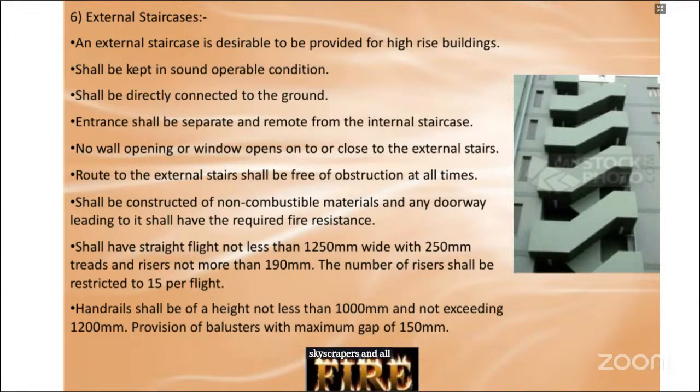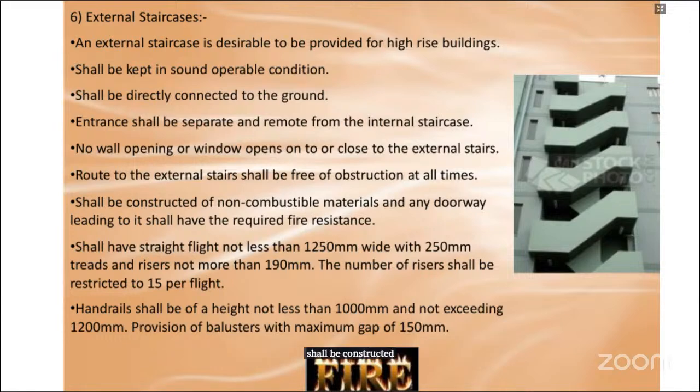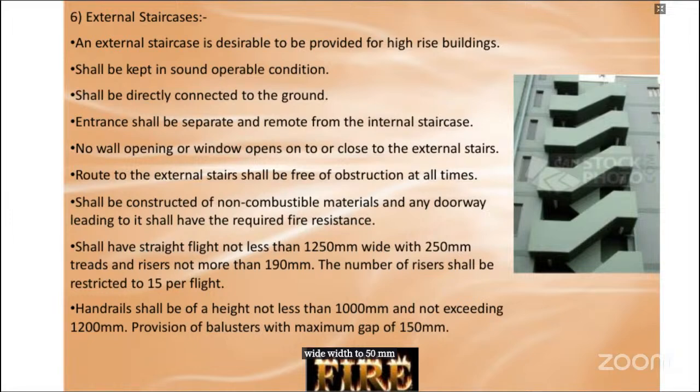No wall opening or window opens onto or close to the external stairs. Route to the external stairs shall be free of obstruction at all times. It shall be constructed of non-combustible materials, and any doorway leading to it shall have the required fire resistance. So you have to be very clear in your mind that the material has to be non-combustible. In terms of fire escape, in terms of staircase, whether inside or the external one, it has to be non-combustible, right?